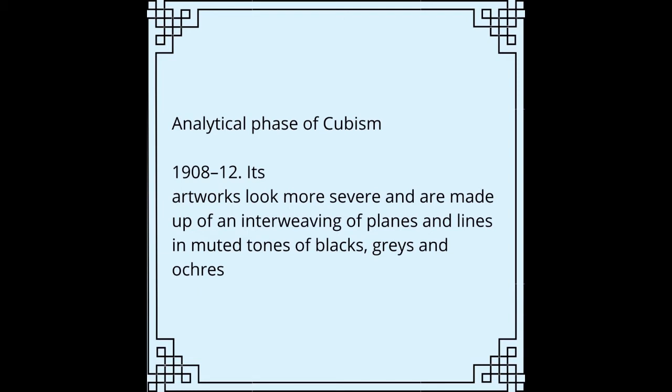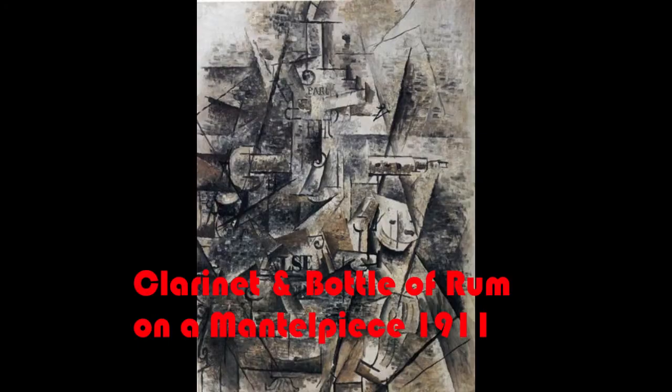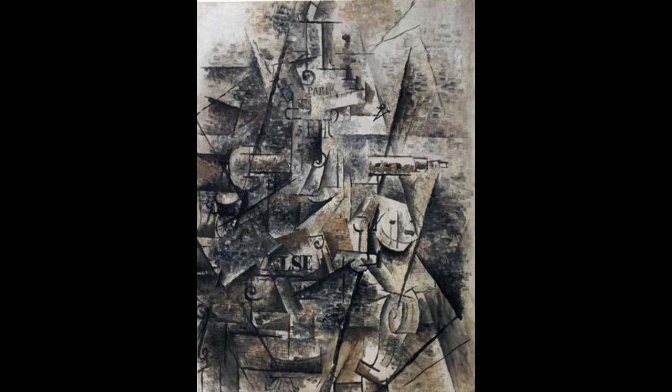Analytical Cubism, from 1908 to 1912, made our artworks look more severe, made up of an interweaving of planes and lines and muted tones of blacks, grays, and ochres. Starting in 1911, Braque, now with Picasso, reached the high point of analytical Cubism. The artists broke down planes and eliminated traditional perspectival space, which resulted in crowded canvases of subjects depicted so broken apart that they were nearly impossible to perceive. This formal breakdown of forms and space, coupled with a shockingly subdued palette, created a nearly abstract, difficult art unlike anything seen before in the history of painting.